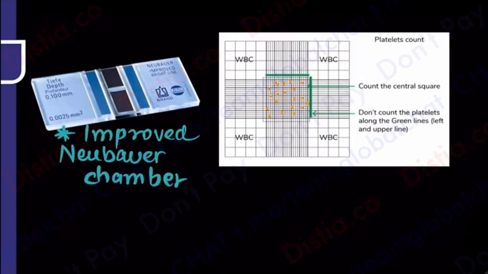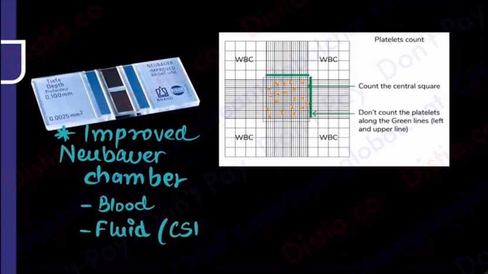Please note, in the improved Neubauer's chamber, what is the area that you count in? What are you going to count? You can count RBC, WBC, platelets. Even fluid counting can be done. If you want to count the number of cells in the cerebrospinal fluid, like in a case of meningitis, you can. Even semen analysis can be done. But my focus will be on the red blood cell, white blood cell and platelet.